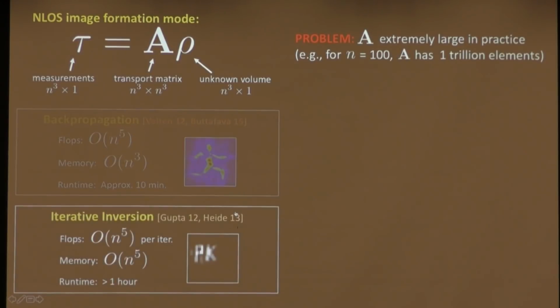Now, if you want to actually invert A, that's possible as well, but you'd have to spend a lot more time to do that. So maybe on the order of hours, it takes a lot more memory because you have to explicitly store the matrix A. But it's very slow and cumbersome to basically solve this non-line of sight problem. It's certainly not real time, for example.